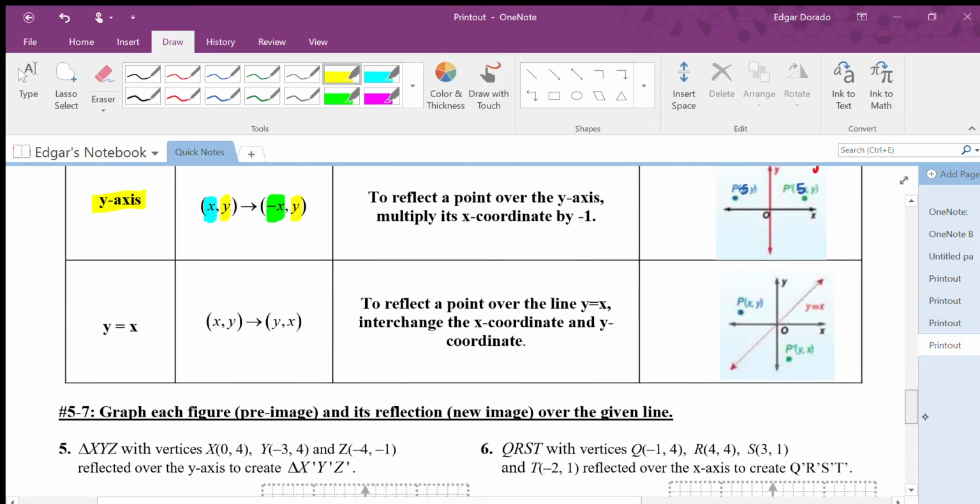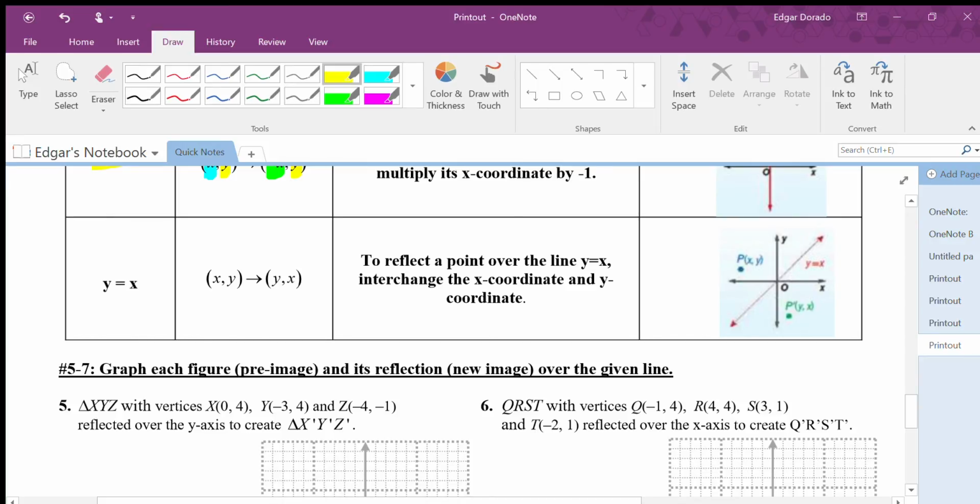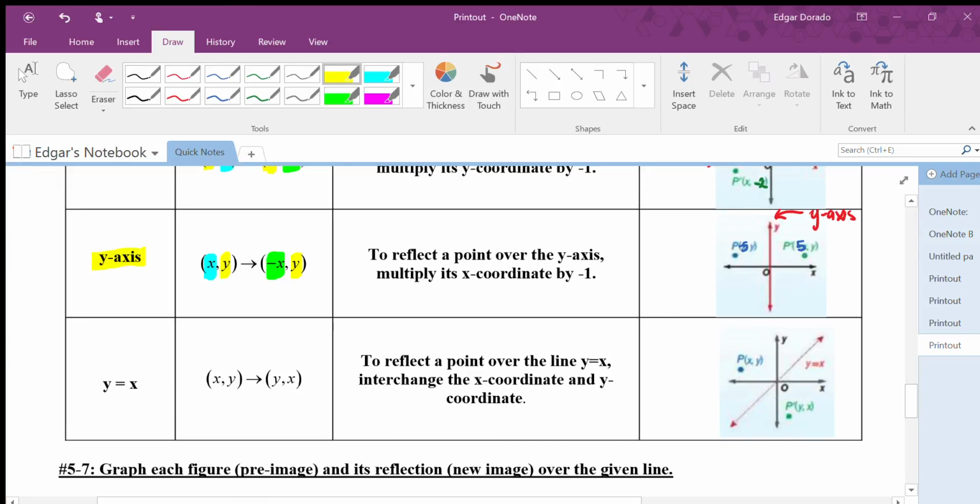All right, and then finally we have one more. We have a reflection over the line y equals x. So let's talk about that. It says to reflect a point over the line y equals x, you have to interchange the x and the y coordinates. So let's see what we have. Notice when I reflect over the line y equals x, my x now turned into my y, and my y now turned into my x. Look at that. It's almost like they flipped.